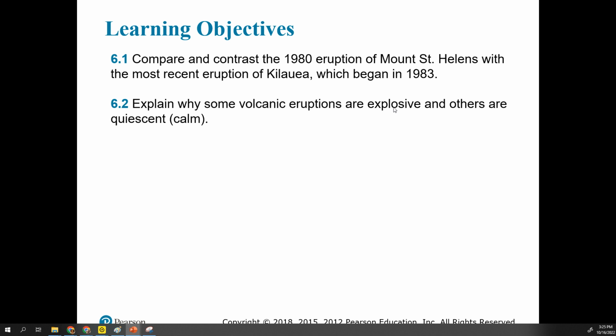And why, again, some volcanic explosions are really devastating and forceful, while others are more like lava oozing out of a volcano in a way that's much more calm and gives us more time to react.